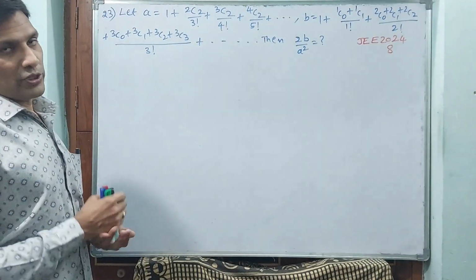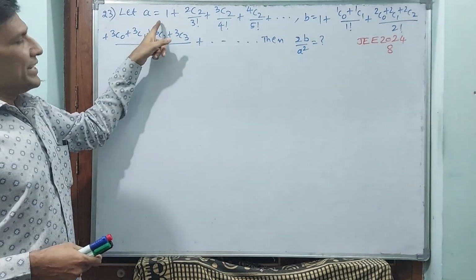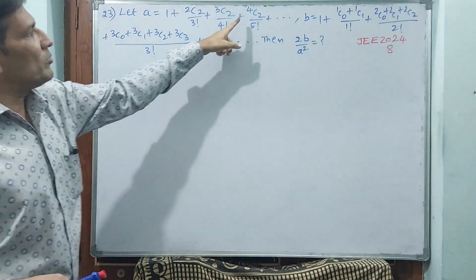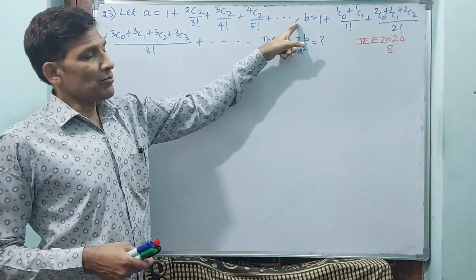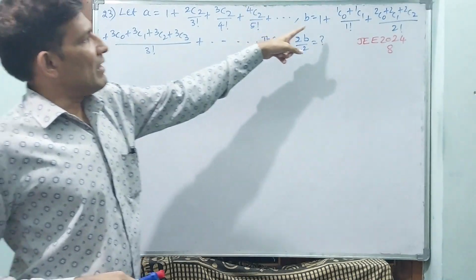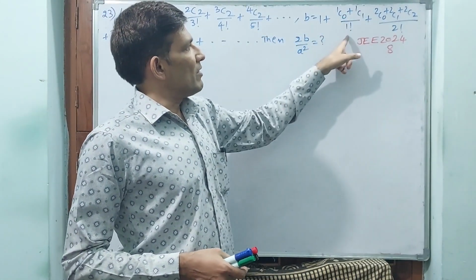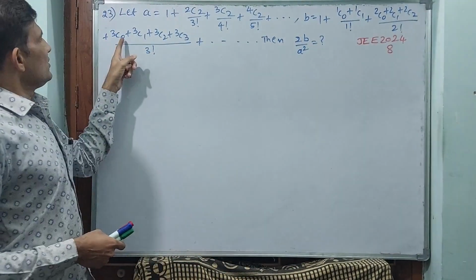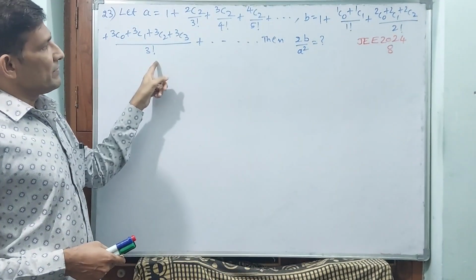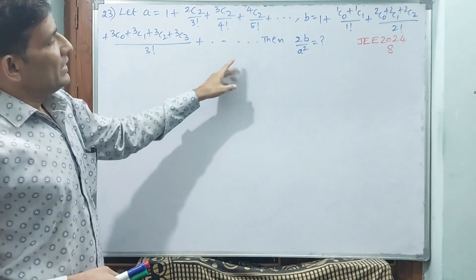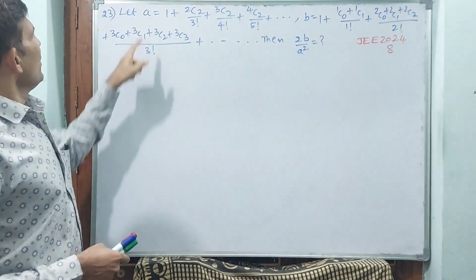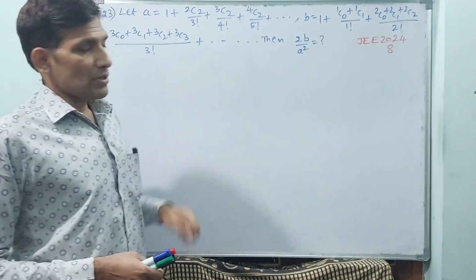Okay, let us see question number 23. Let A = 1 + 2C2/3! + 3C2/4! + 4C2/5! up to infinity. B = 1 + (1C0 + 1C1)/1! + (2C0 + 2C1 + 2C2)/2! + (3C0 + 3C1 + 3C2 + 3C3)/3! up to infinity. Then what is the value of 2B/A², like they are asking? 8 should come as the answer. A, B values we have to substitute here.